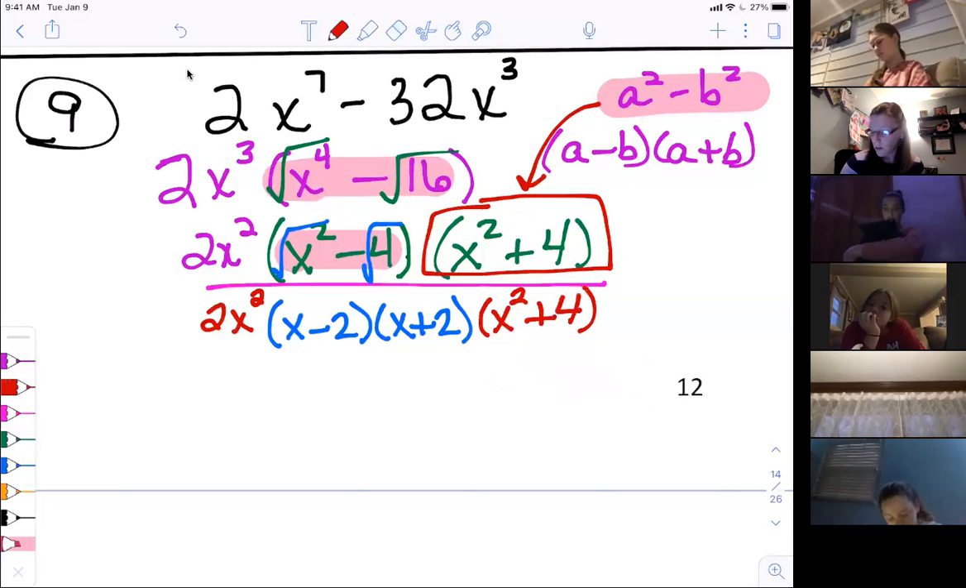So this should be your factored answer for number 9. Now notice it was really 3 steps of factoring. The first step was the GCF, and then we used the difference of two squares. Any questions with number 9?